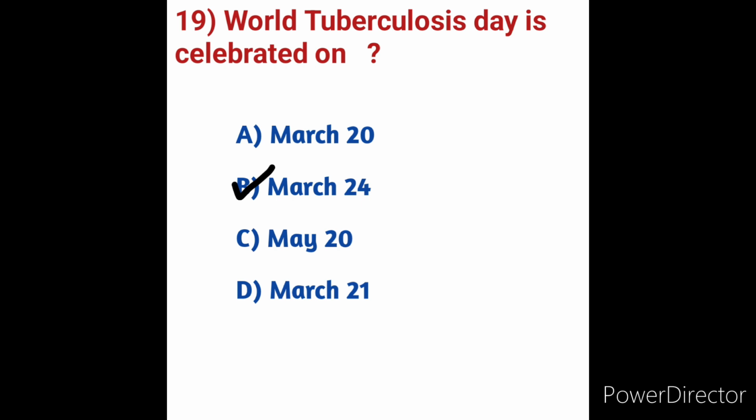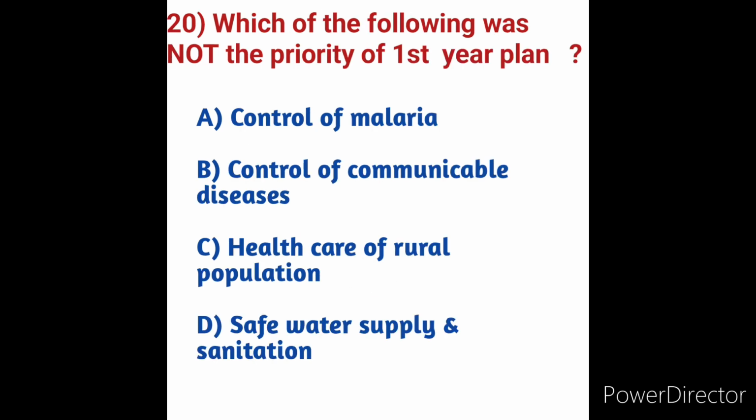Next we will move on to question number 20. This is the last question in this video. Which of the following was not a priority of the first five year plan? Here are the options. Option A, control of malaria. Option B, control of communicable diseases. Option C, health care of rural population. Option D, safe water supply and sanitation.